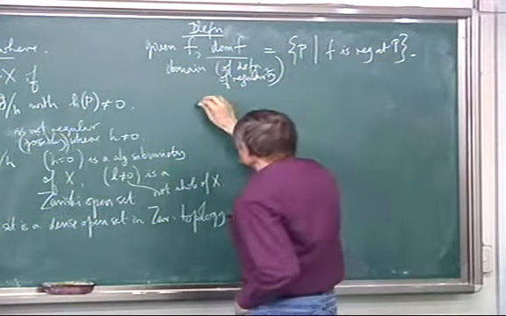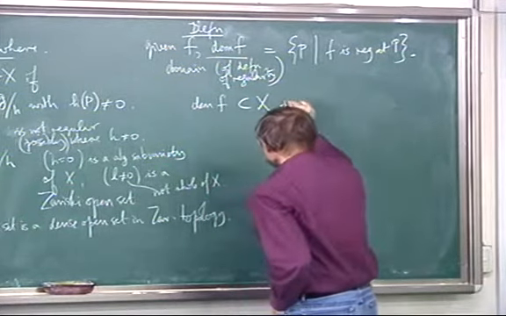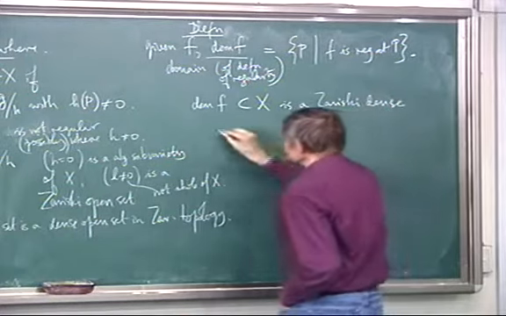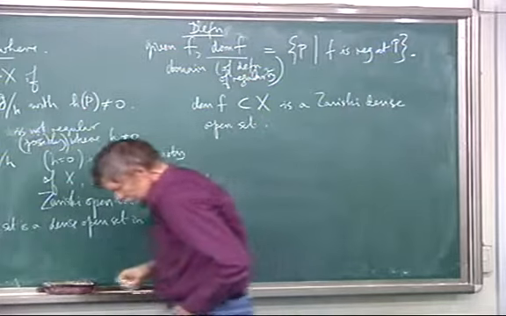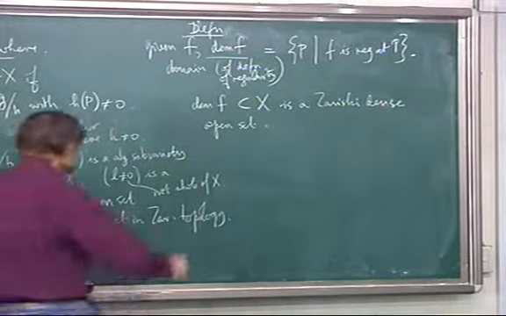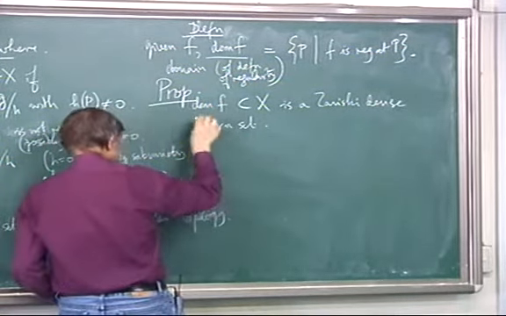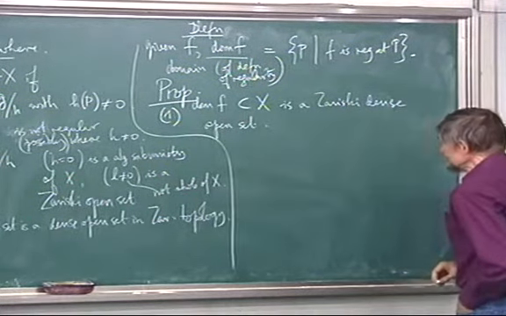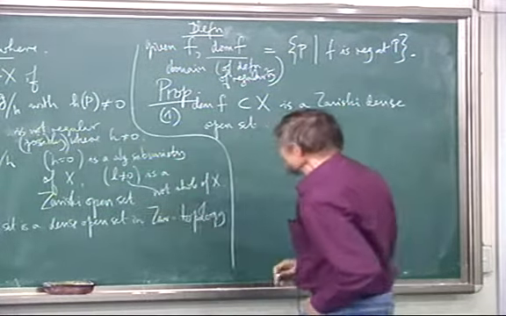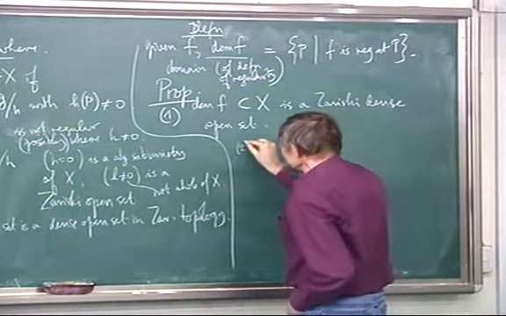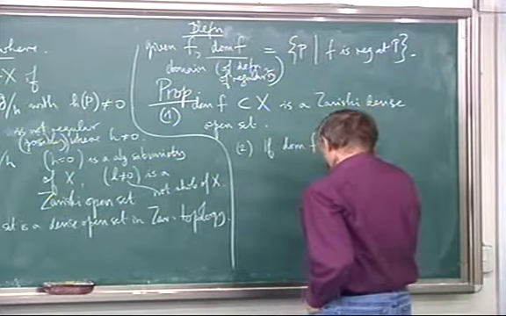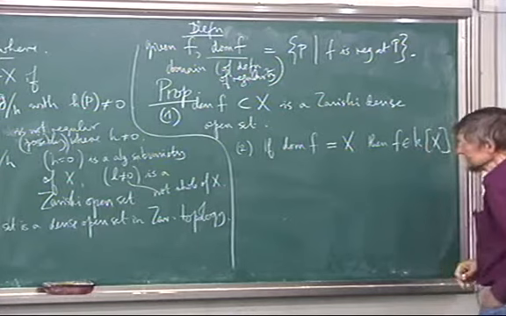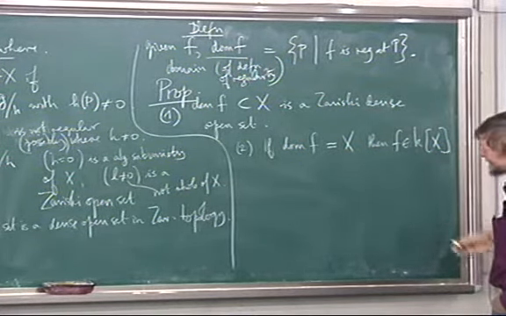Okay, now what I want to say is that the domain of f inside X is a Zariski dense open set. So this is a proposition. Let me state it all; it's useful to have it all together. I gave a little argument for that. The argument's not correct yet, but it gives the idea. So second, if the domain of f is the whole of X, then f is in K of X. Then my f was not a rational function at all. It was just an ordinary polynomial.